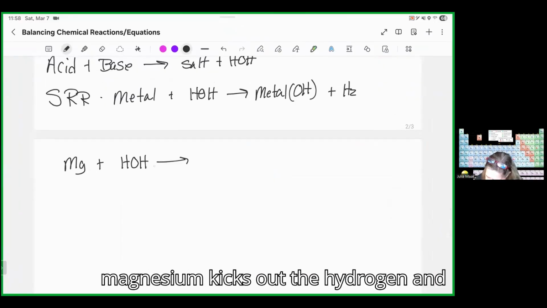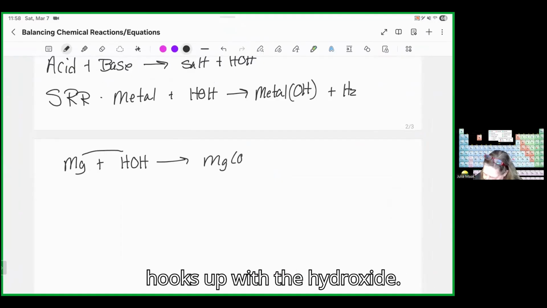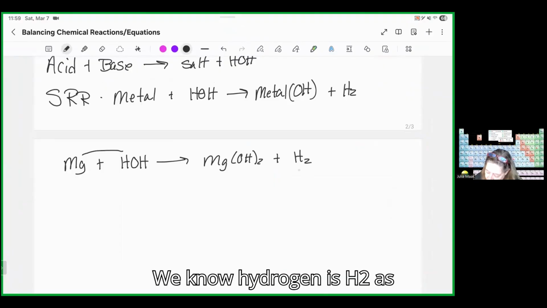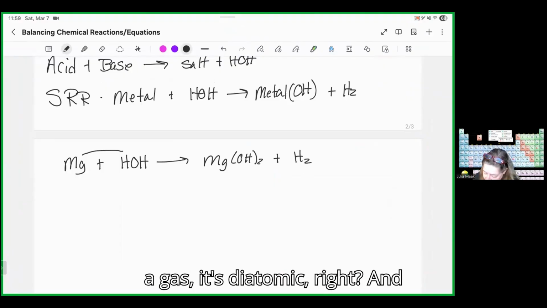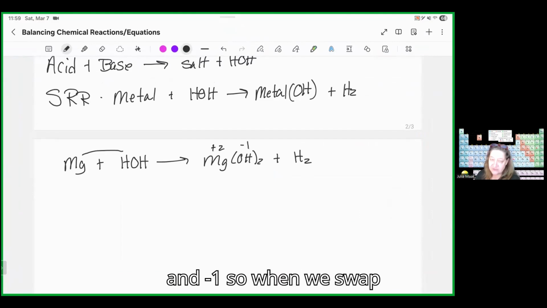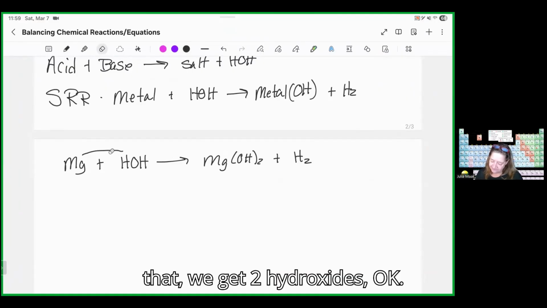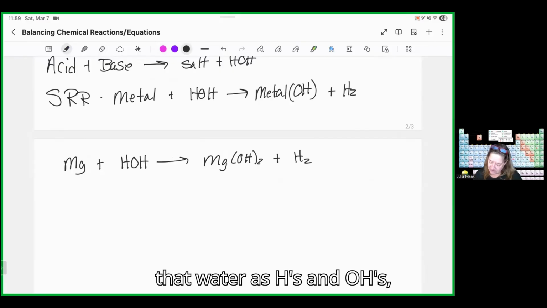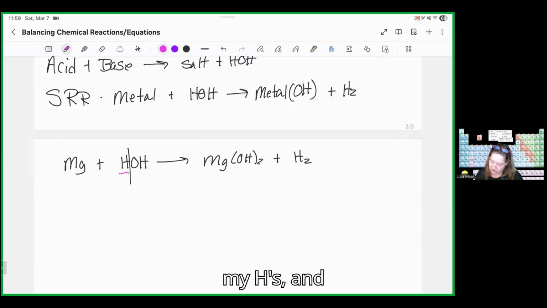So magnesium kicks out the hydrogen and hooks up with the hydroxide. We know hydrogen is H2 as a gas. It's diatomic, right? And magnesium is a +2, hydroxide's a -1. So when we swap that, we get 2 hydroxides. And so we're going to do that water as H's and OH's.